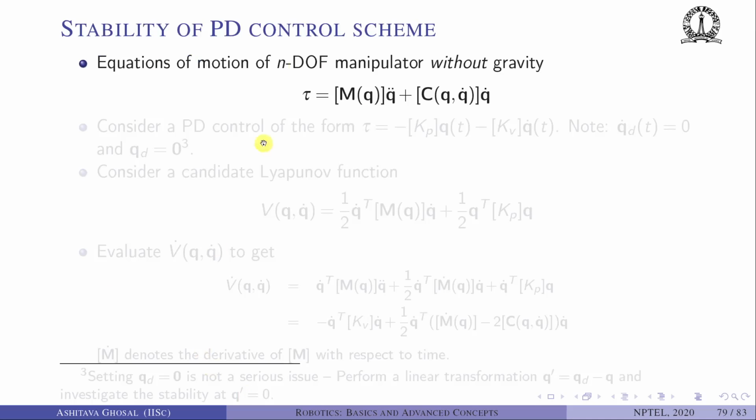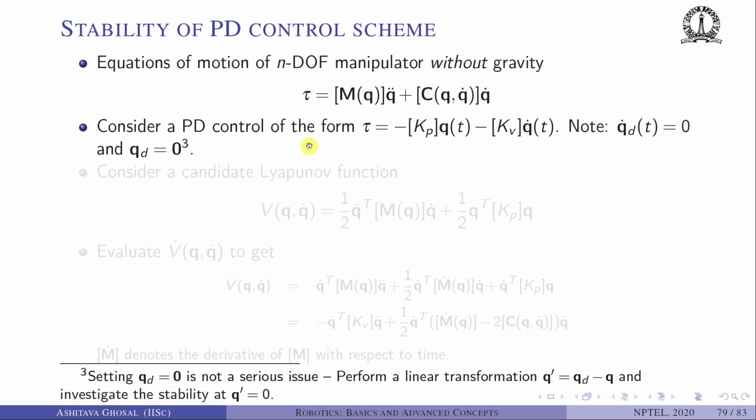How about stability of a PD control scheme for a general serial robot with n degrees of freedom? If you don't have gravity, we can write torque as M into q double dot plus some Coriolis term. Then we can have a PD controller of this form: minus Kp into q minus Kv into q dot. Note again that qd dot is 0. Qd equal to 0 is again not a serious problem because we can do a change of coordinates.